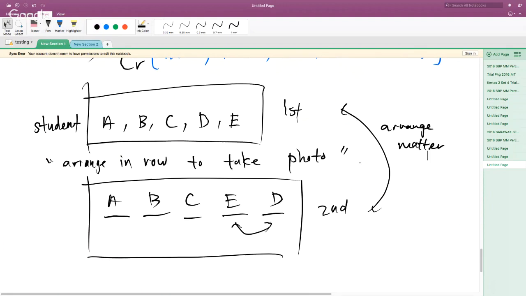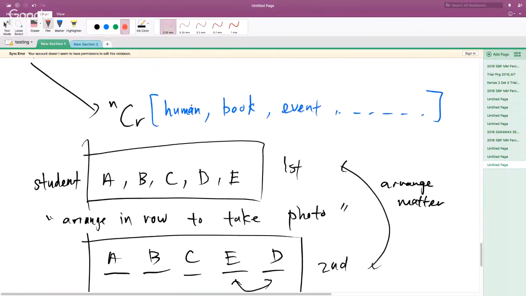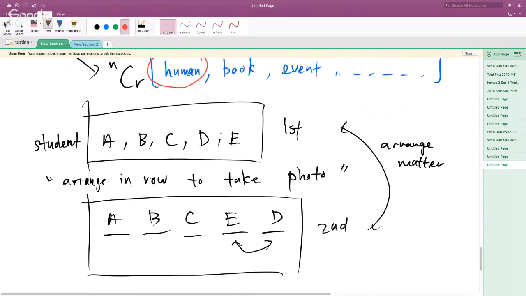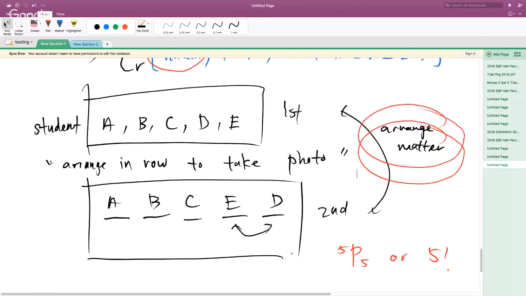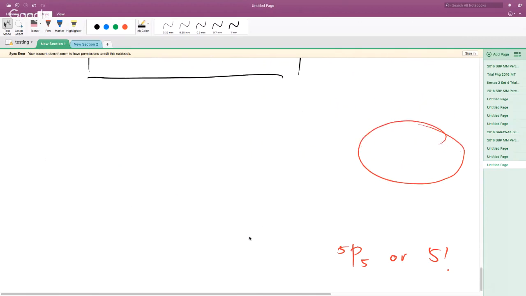A student came to my Facebook to ask me, sir, you say about humans it's always C. This is five humans, so I would use combination to do this question. But why is it wrong? Because I said most of the time for humans you can use C, but if arrangement matters, you have to use P again. So if 5 students are to be arranged, it is 5P5, or you can say 5 factorial. A lot of students come to ask me when to use P and C or when to use factorial. That one I can explain a little bit.